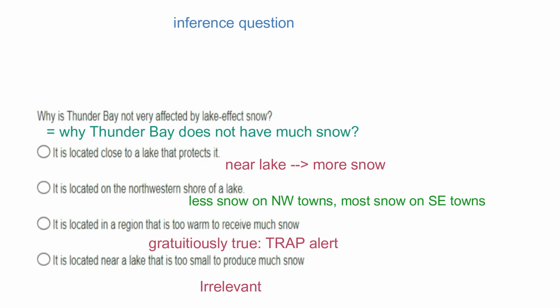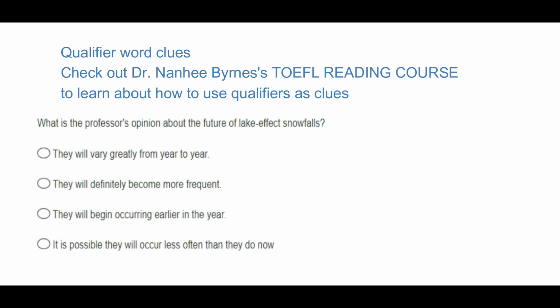Let's look at the last question about prediction. This has to be an easy question. A is too obvious based on our common sense, so it cannot be a good choice. Of course, it will vary, right? If an option is too obviously true, without even reading the lecture, it's not a good choice. B definitely makes this option wrong. Definitely indicates absoluteness. Just one counterexample will make that statement wrong. In my TOEFL reading course, you learn how to use qualifiers as clues to identify wrong choices.